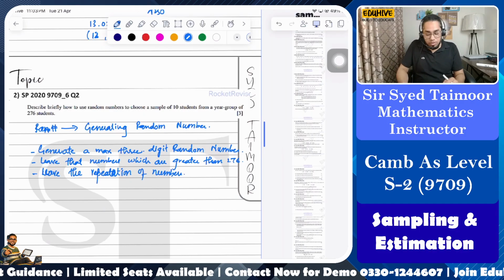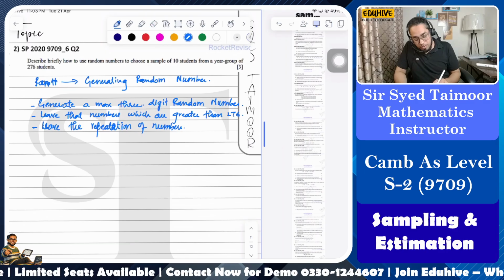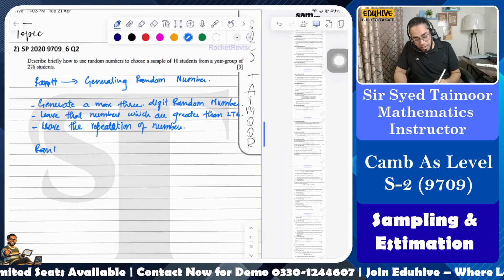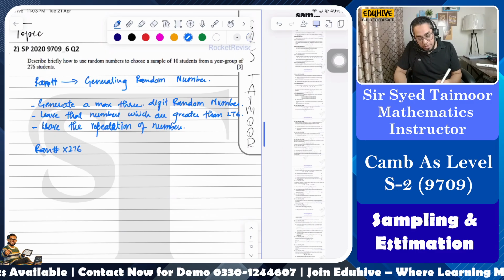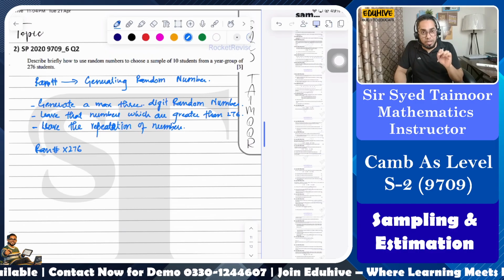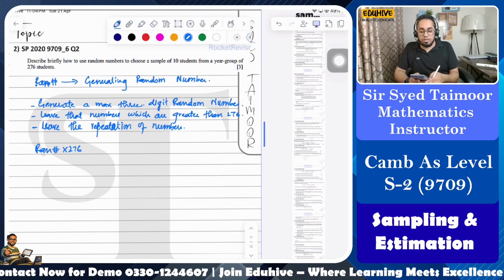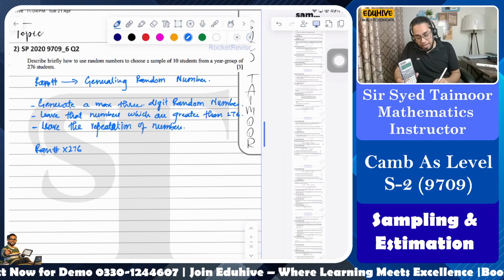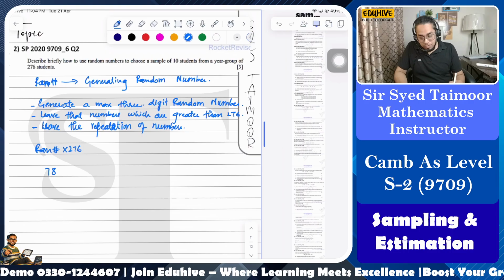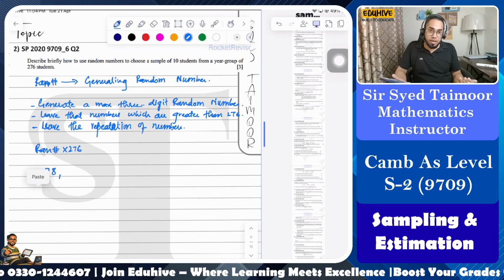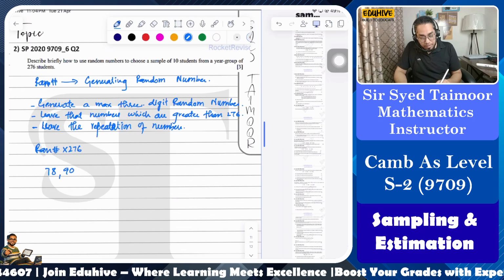For example, if they are telling you to figure out the number, do you know what you will do in the calculator? You will write random by this command and multiply it by 276. Keep on pressing equal to one by one. For example, if I did 2 into 276, I am getting 78. This number I can pick, so I just pick that one. Then again it is showing me 90, so I also can pick.